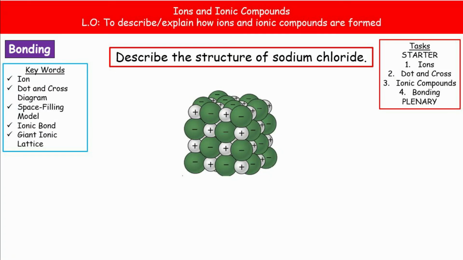Now, what we actually find then is when we're talking about some of these compounds, like sodium chloride, it's not just 1 sodium joining to 1 chlorine. What we actually have is a structure like we see in the diagram on your screen. So what I'd like to do first of all is look at that diagram and describe the structure of sodium chloride for me.